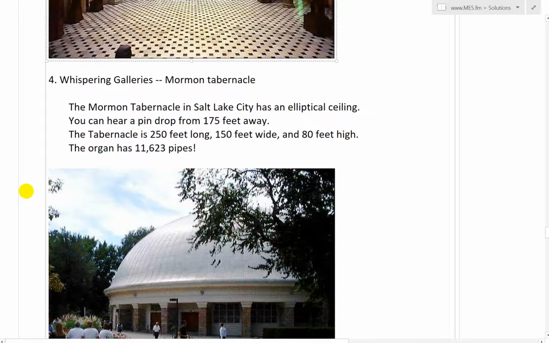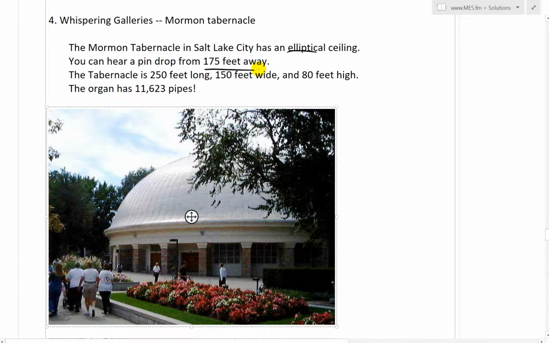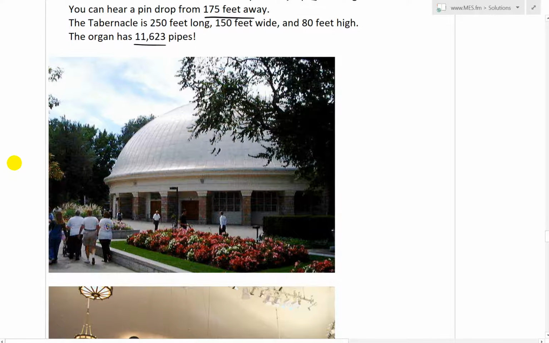So now I'll go further. Whispering galleries. I believe even the Mormon Tabernacle building in Salt Lake City has an elliptical ceiling. You can hear a pin drop from 175 feet. The Tabernacle is 250 feet long, 150 feet wide, and 80 feet high. The organ has 11,623 pipes. So that's pretty cool.